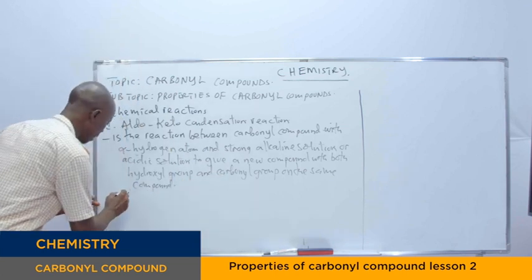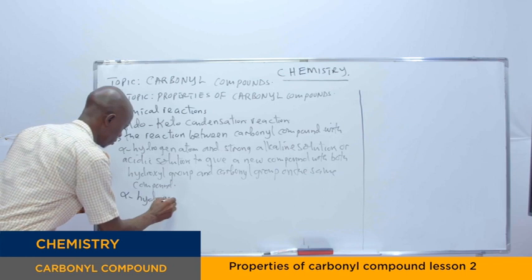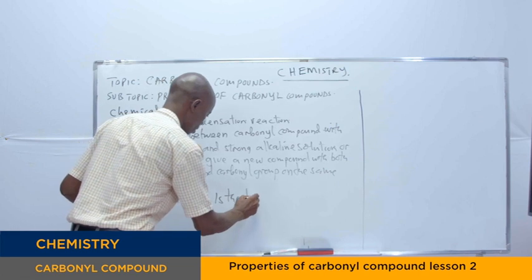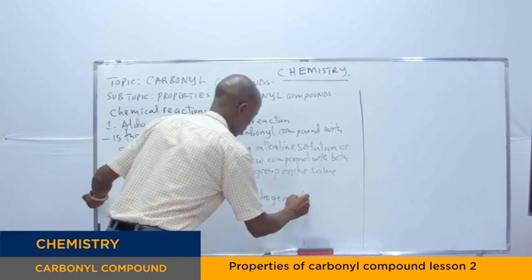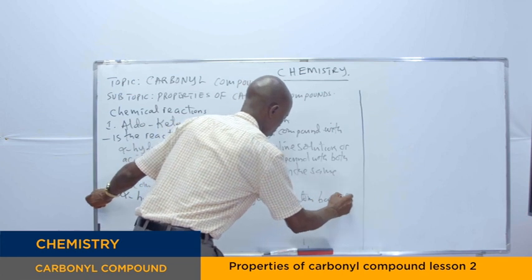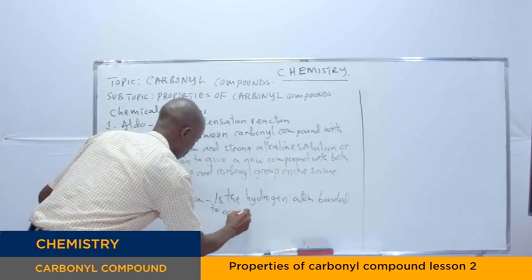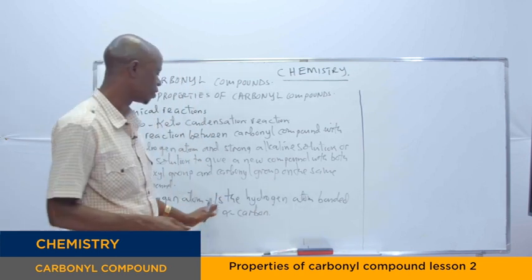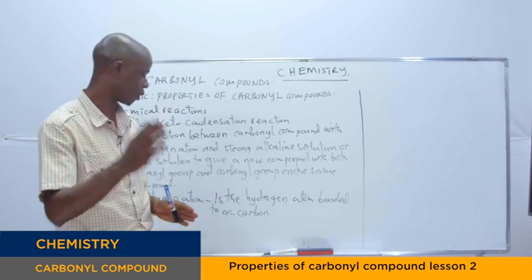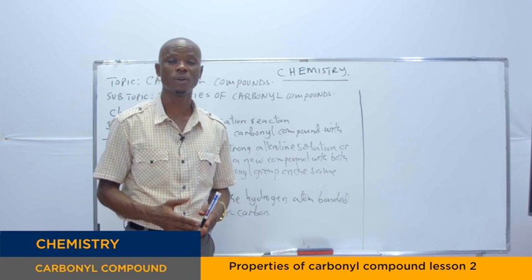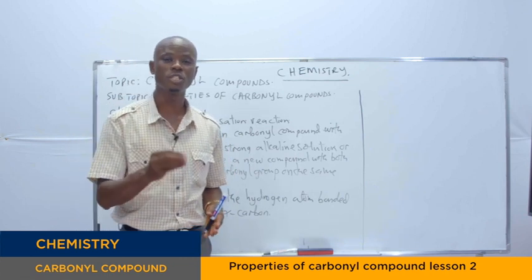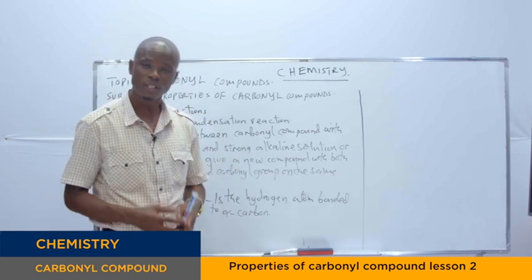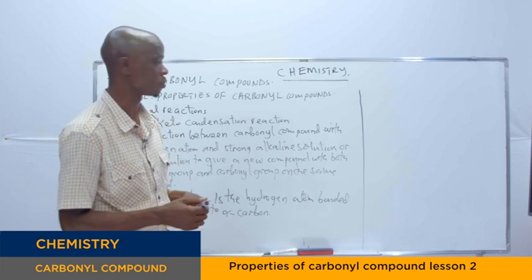Now, when we talk about alpha hydrogen atom, an alpha hydrogen atom is the hydrogen atom bonded to the alpha carbon. Now you can ask yourself, what is the alpha carbon? The alpha carbon is the carbon atom which is directly bonded to the carbon of the carbonyl group. So it is very simple to understand this definition. So we can have some examples.